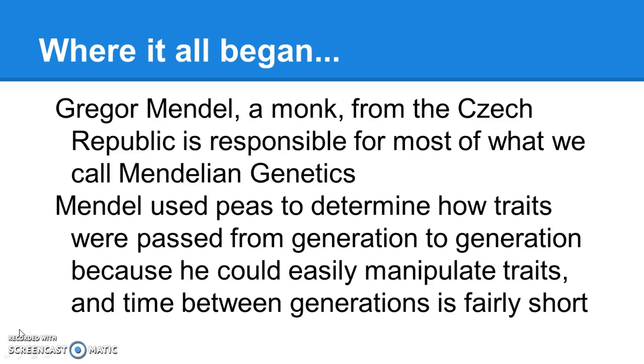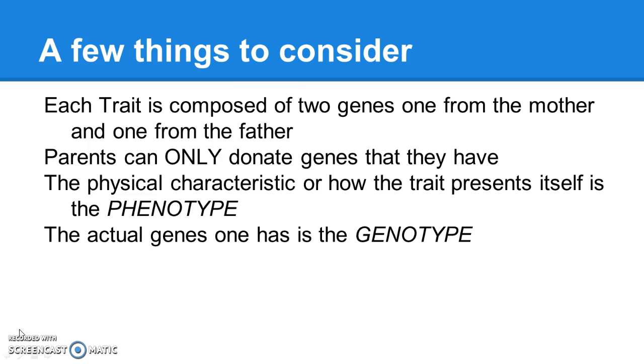Mendel did a lot of experiments in the monastery, and he used peas to determine how traits were passed from generation to generation because he could easily manipulate those traits. The time between the generations is fairly short because they're peas, so it was just literally weeks to months, and that made it very easy.